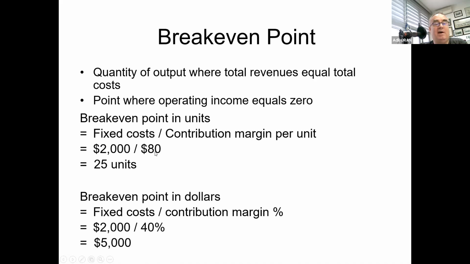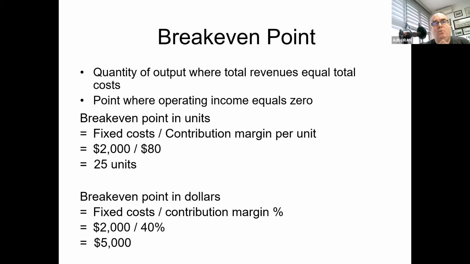So 2,000 divided by $80 gives you 25 units. This is how many you need to sell to reach the break-even point. Once you have that point, if you want, you can multiply it by the selling price, $200, and you would find that 25 units basically means that your total revenue at that point is $5,000.